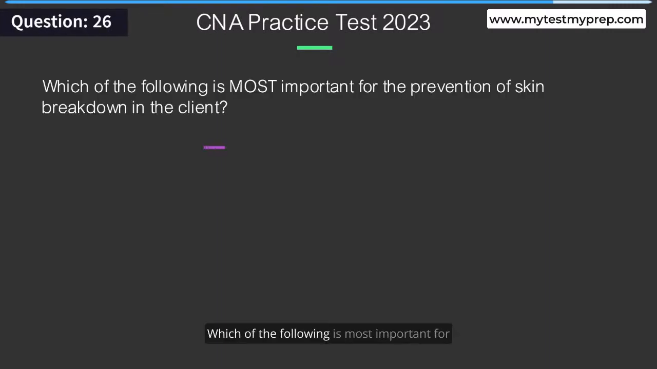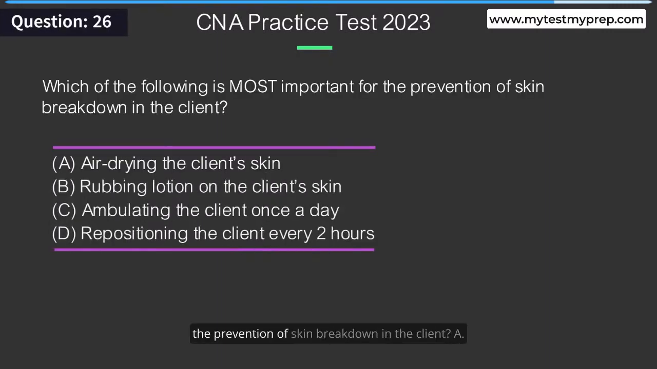Which of the following is most important for the prevention of skin breakdown in the client? A. Air drying the client's skin. B. Rubbing lotion on the client's skin. C. Ambulating the client once a day. D. Repositioning the client every 2 hours. Answer: D. Repositioning the client every 2 hours.